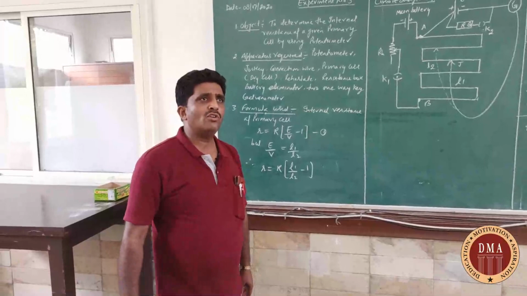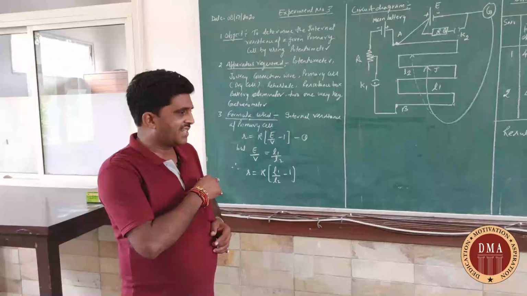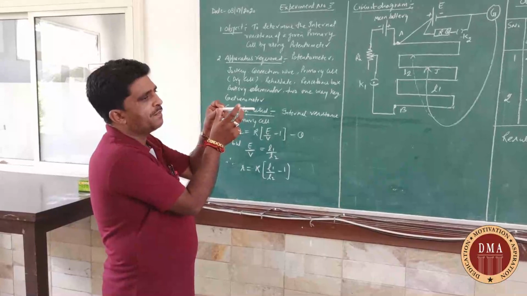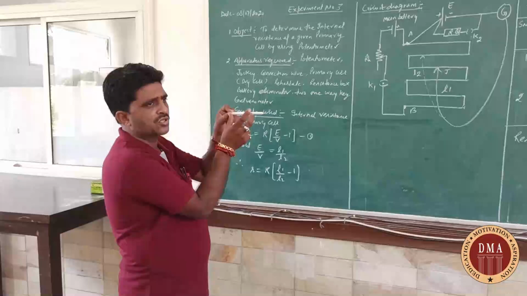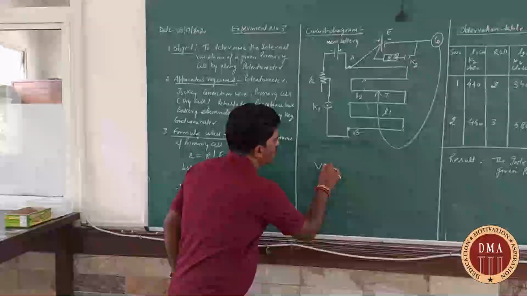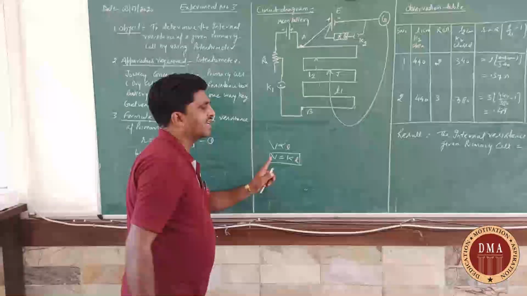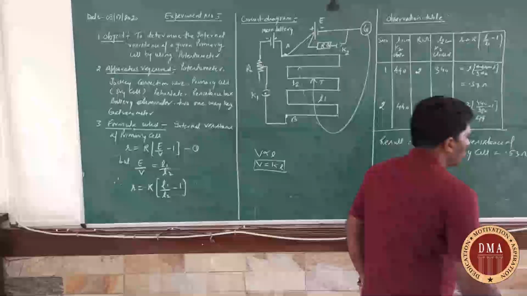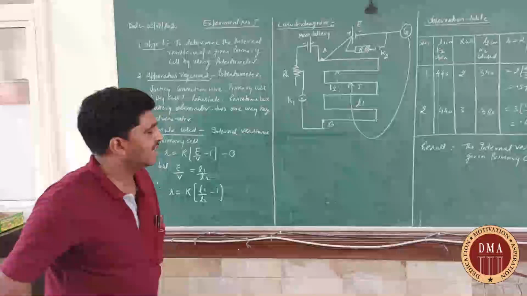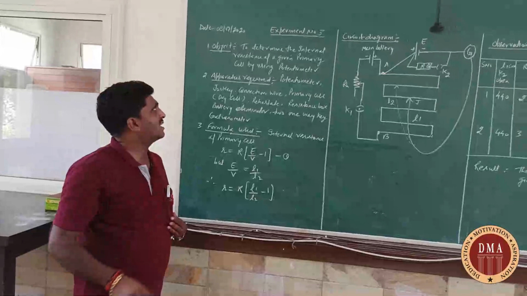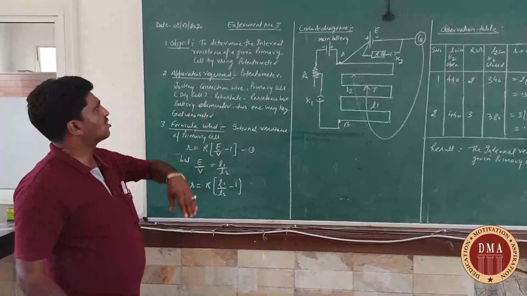And we know very well the principle of potentiometer. When a constant current is flowing in a wire, and the area of cross section of this wire is uniform, then the fall in potential across this wire is directly proportional to the length of that portion. That is, V is proportional to L, V is equal to KL, where K is known as potential gradient. On this fact, the potentiometer works. Now today we will determine the internal resistance of a primary cell by using the potentiometer.